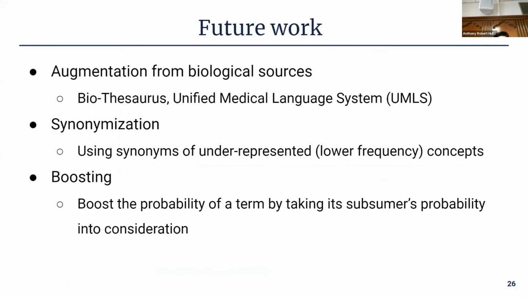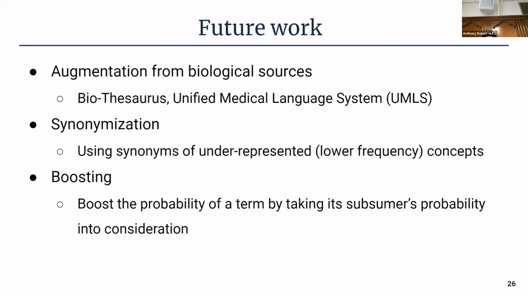For the future work, we would like to augment the association with some biological sources like Biothesaurus and UMLS. This is to help the model understand better. Also, we know that for model training, the higher the frequency of data, the better the model performs. So in the corpus that we have used, we have some terms that occur in higher frequency, and then some terms that are generally less frequently occurring.